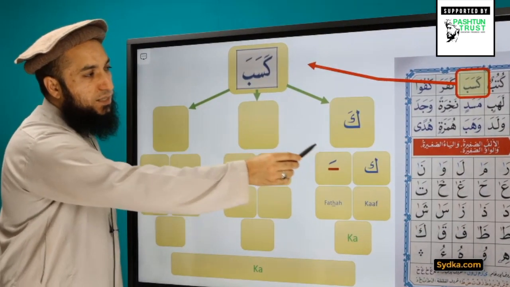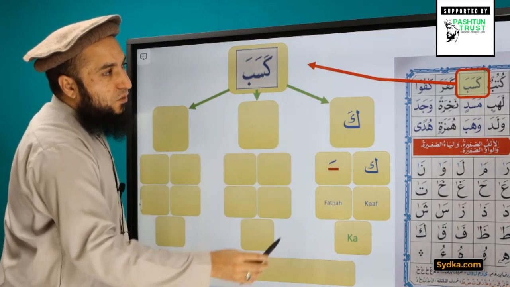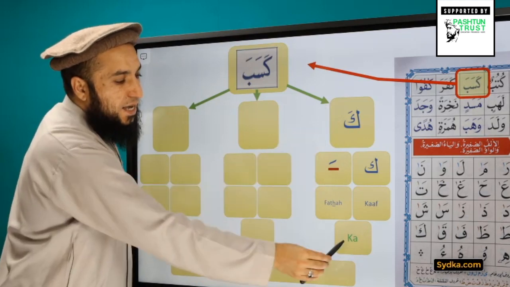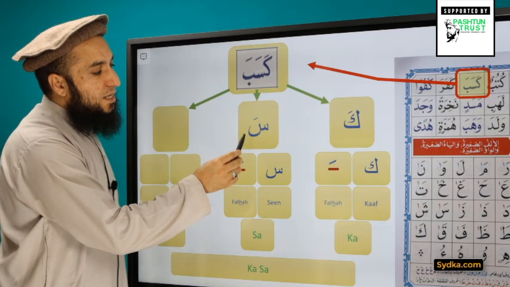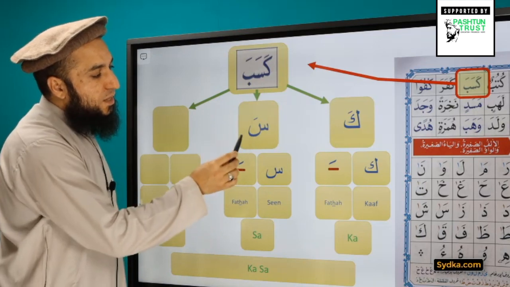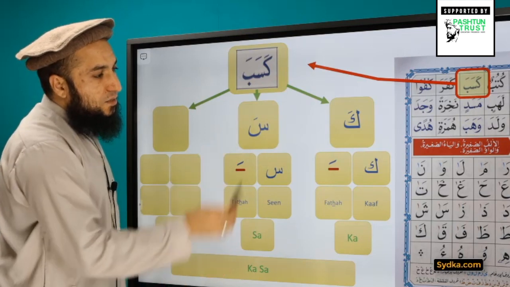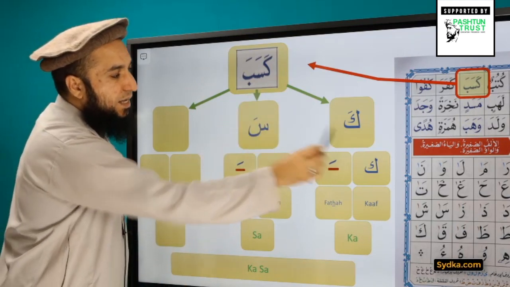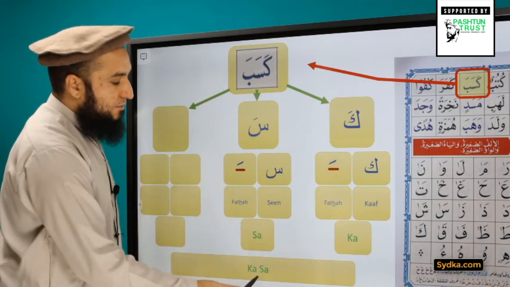The first syllable is ka fatha ka. Kaf is not silent and we have fatha on it. Ka fatha ka. The second syllable we have is sin fatha sa. Sin is not silent and it has fatha. Sin fatha sa. So now we combine these 2 syllables and we have kasa, kasa.